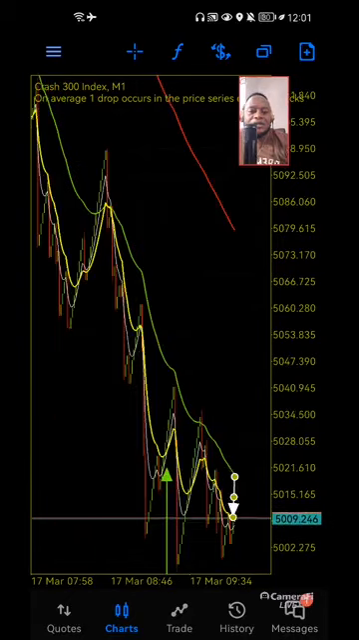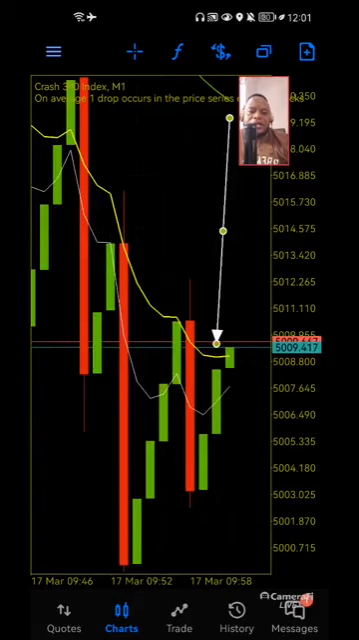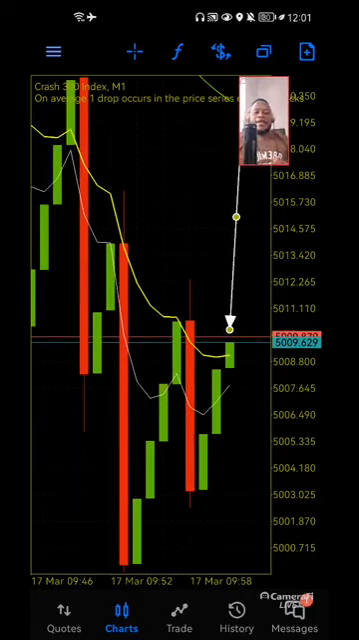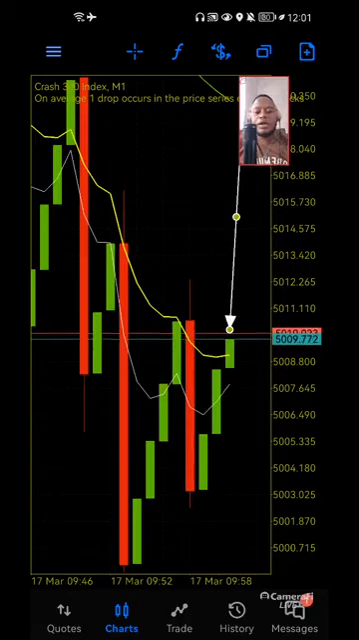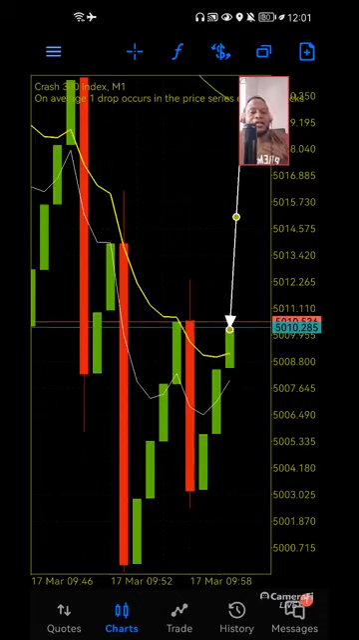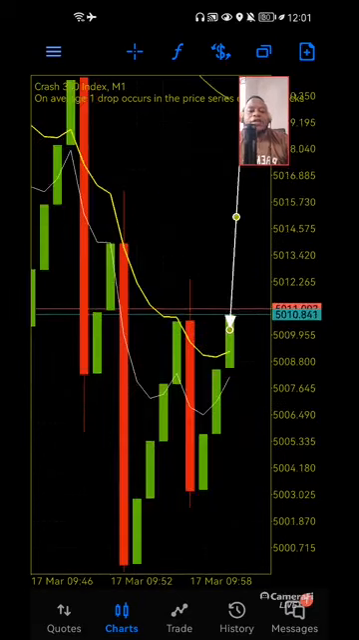All right. We are on the yellow line. Crash 300, as we said, it's a sell. Let's see what's going to happen there. I'm still monitoring Boom 500 on the other side. Then I'll bring it to the screen so that you can see it there. Crash 300, a sell on the yellow line.